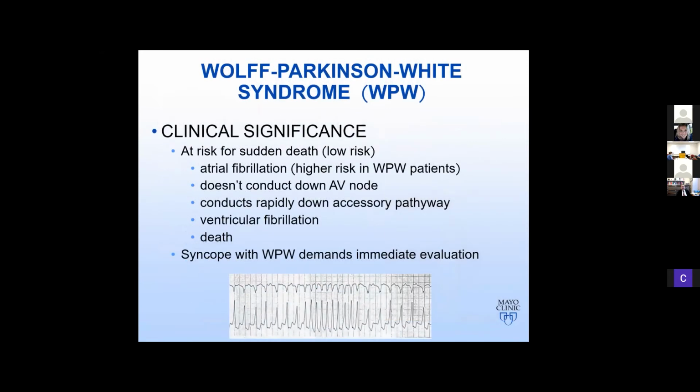Now, they also can be at risk for sudden death. It's a relatively low risk, about 1 per 1,000 patient years in pediatrics. But what can happen is these patients are at a higher intrinsic risk for atrial fibrillation. So in atrial fibrillation, the AV node typically will not conduct very rapid impulses from the atria to the ventricles. However, some of these accessory pathways can conduct very rapid impulses from the atrium down to very rapid impulses in the ventricle and can cause ventricular fibrillation and sudden cardiac death.